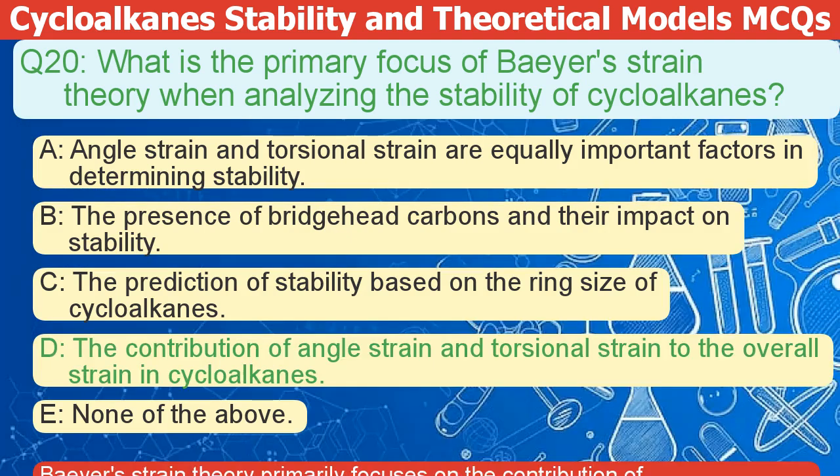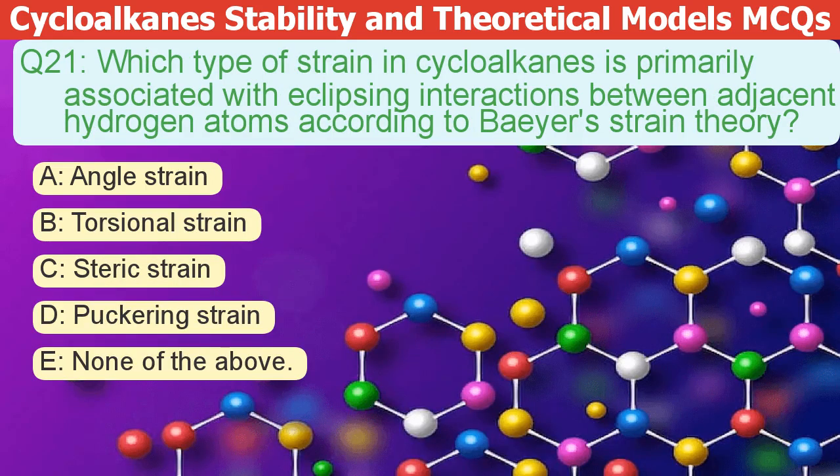The correct answer is D. Bayer's strain theory focuses on angle strain and torsional strain in cycloalkanes, affecting their stability. Which type of strain in cycloalkanes is primarily associated with eclipsing interactions between adjacent hydrogen atoms, according to Bayer's strain theory? A. Angle strain. B.